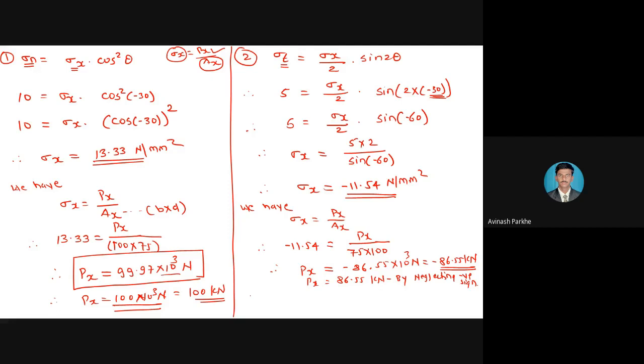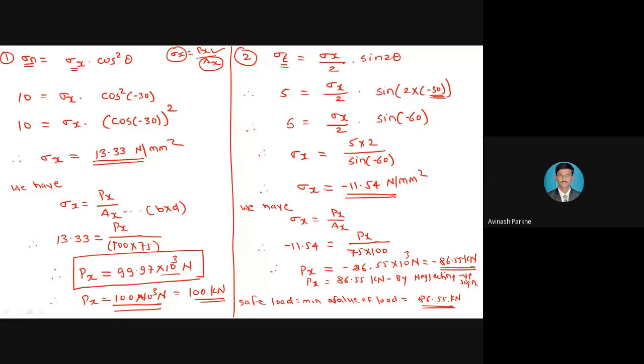How can the maximum value be your safe load? Please keep in mind, safe load is equal to the minimum value of load, which is equal to 86.55 kilonewton. Safe stress is always your maximum value. Please keep in mind, safe stress is always your maximum value.